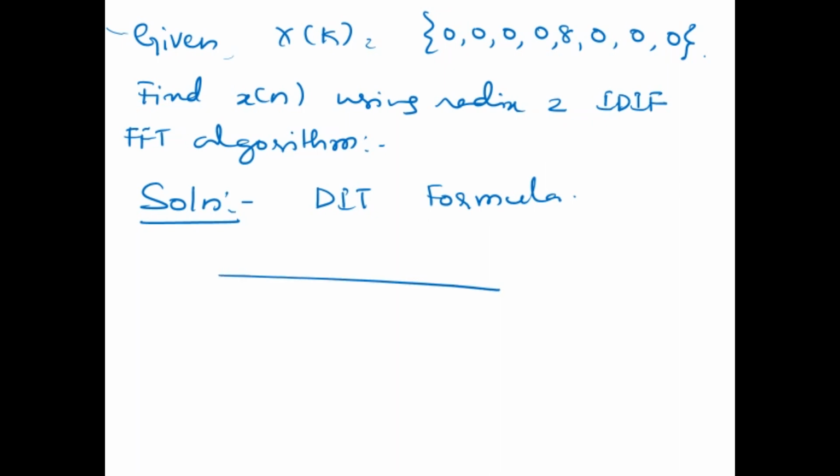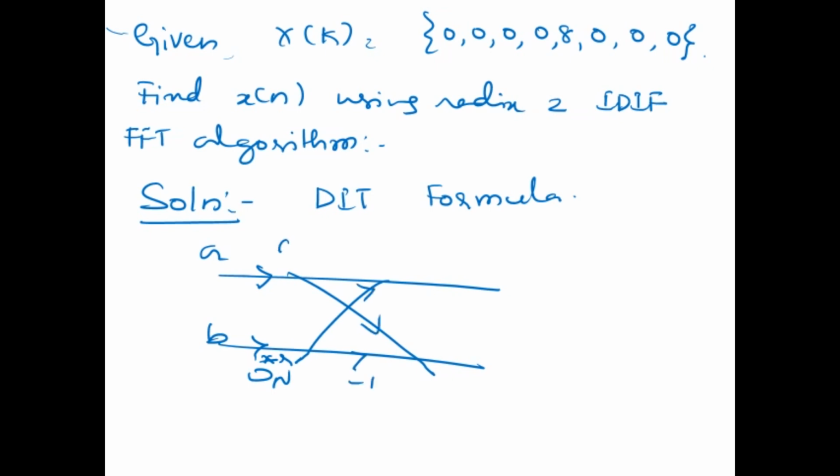So butterfly diagram will be A, B, omega n of star r we have to multiply. This is -1. C is equal to A plus B into omega n of star r, and D is equal to A minus B into omega n of star r. So let us directly draw the butterfly diagram. So each stage we have to calculate the values.